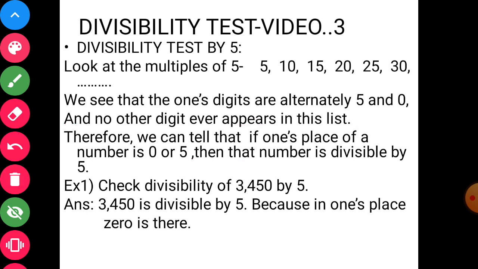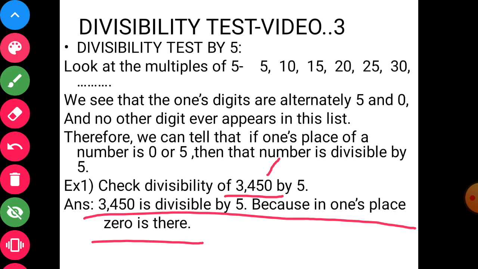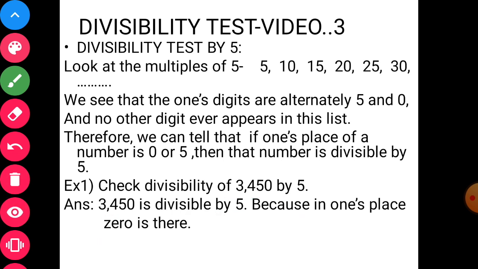Now let us see example 1. 3450 is given. Check the divisibility of 3450 by 5 is the question. In ones place 0 is there, so this number is divisible by 5. That only you have to write, because in ones place 0 is there. Just you have to write this much. Let us see the next example.